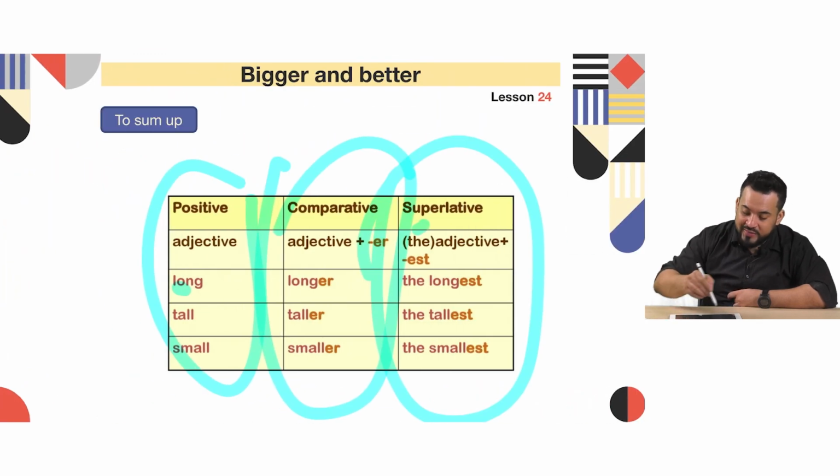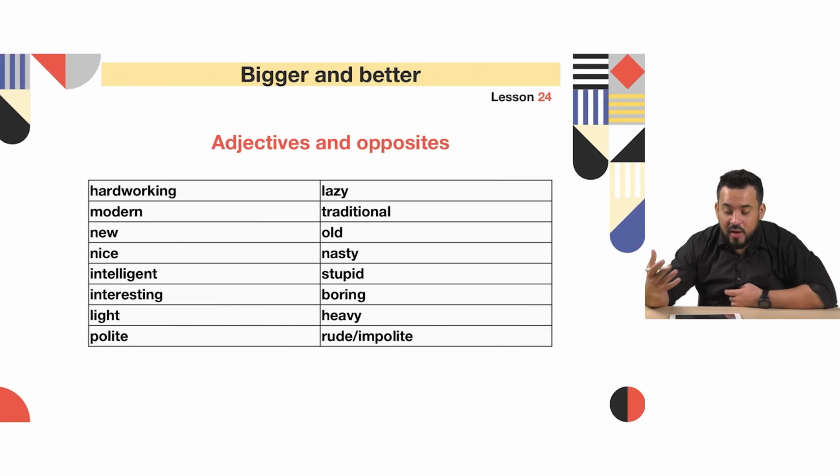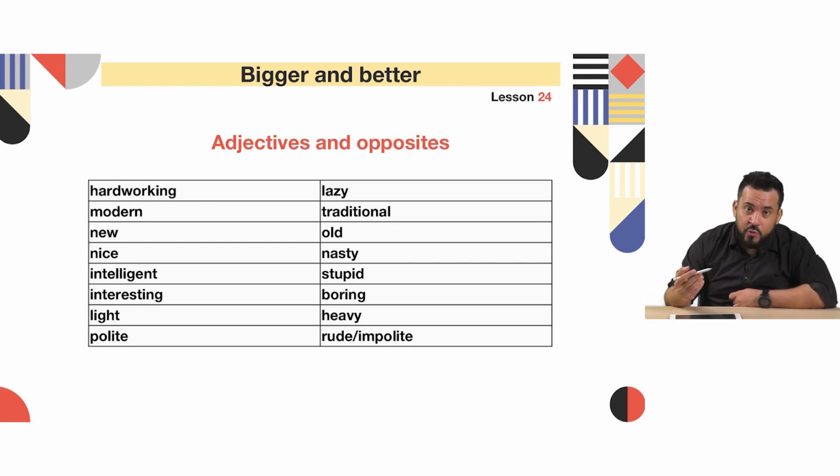So we're done with the comparative and superlative adjectives. Now we're going to just take a look at some adjectives and opposites. Hardworking, the opposite of hardworking is lazy. Modern, traditional. New, old. Nice, nasty. Intelligent, stupid. Interesting, boring. Light, heavy. Polite, rude, or impolite.